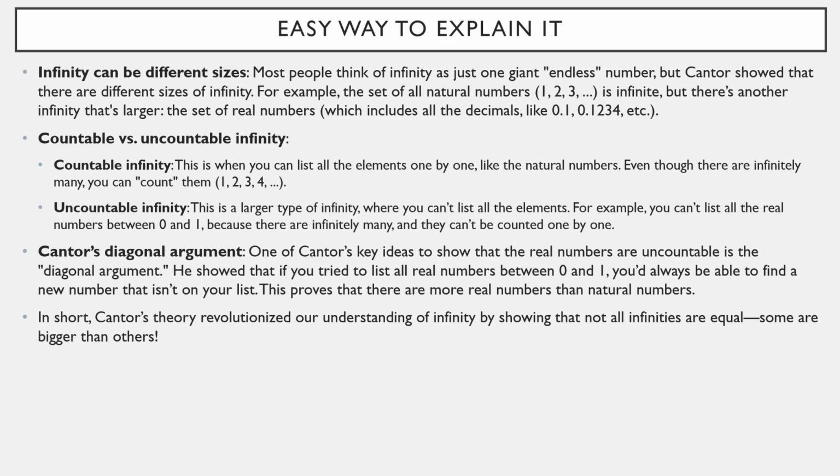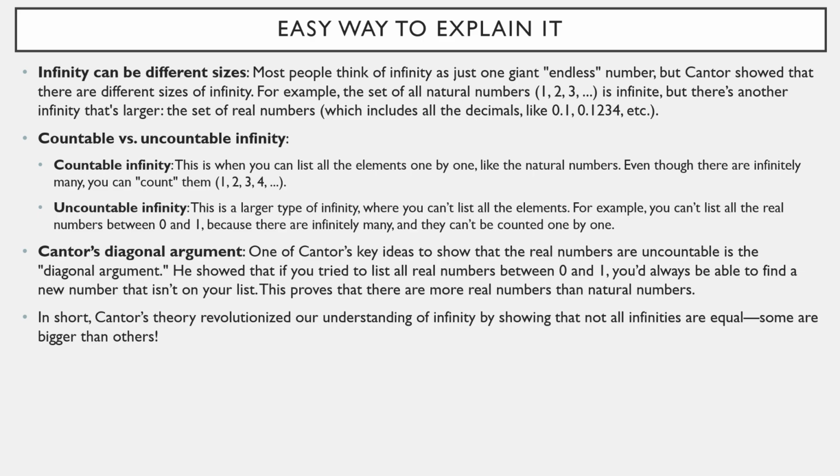So that's what I mean. If something is infinitely countable, like the natural numbers, it's a quote unquote smaller amount of infinity than something that is infinitely uncountable, like the real numbers. Okay. And so the argument that is presented in the text, and I will try to show with you here, is what's called Cantor's diagonal argument. One of Cantor's key ideas to show the real numbers are uncountable is this diagonal argument.